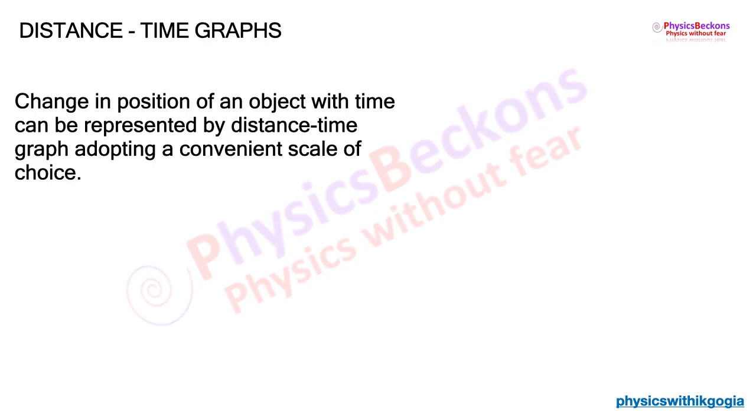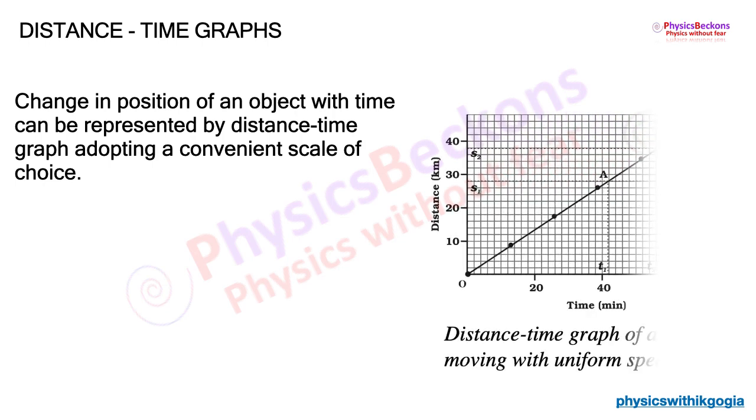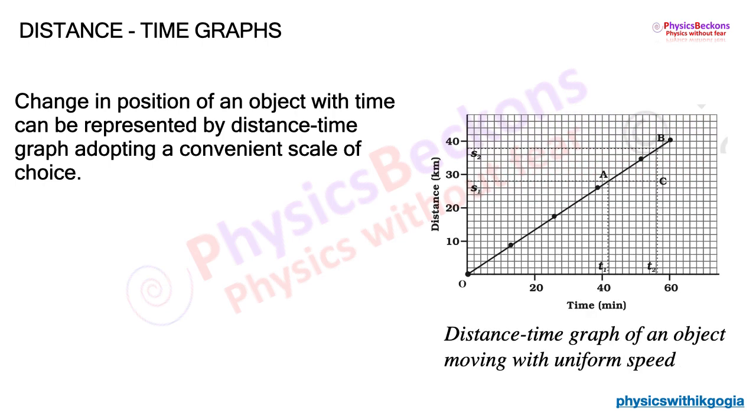Distance time graph, let's take up first. The change in position of an object with time can be represented by a distance time graph adopting a convenient scale of choice. Whenever time is one of the variables, it's invariably represented along x-axis. The other quantity here is distance, which we represent along y-axis on a suitable scale.